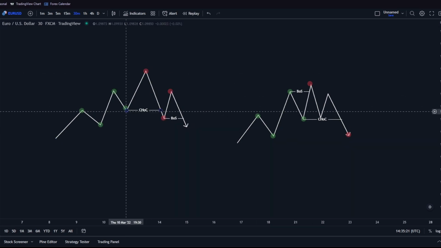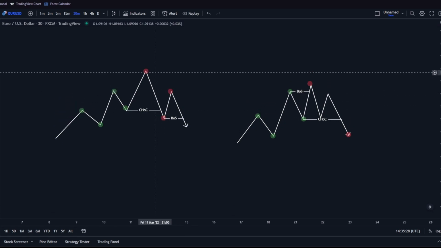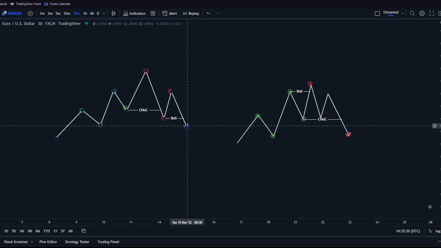We violate that previous low. At that point, we have a change of character. We then go back up to respect that final high that was made and then break structure. At this point, we can pretty safely say that we are now in a bearish trend.